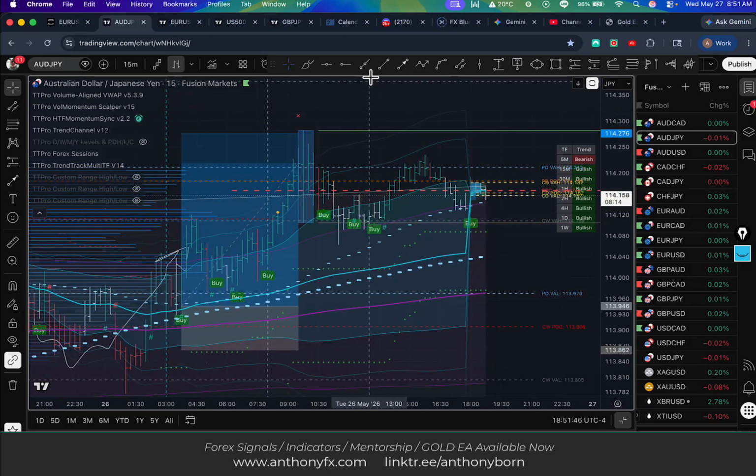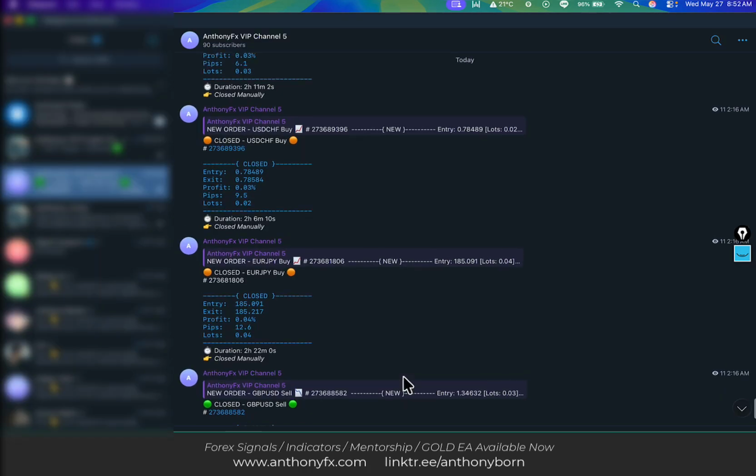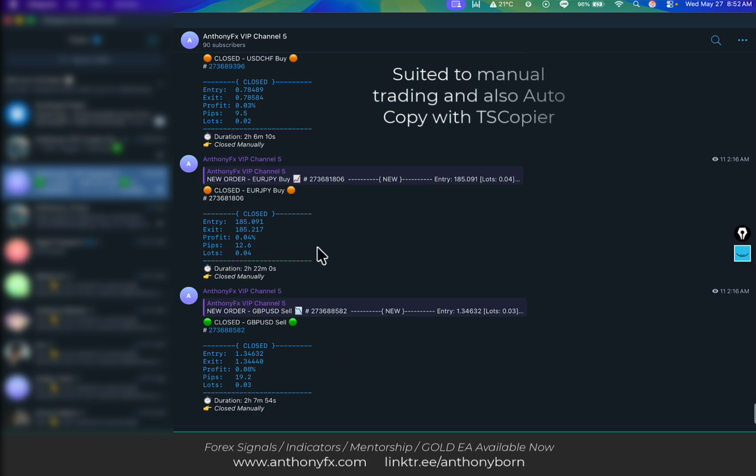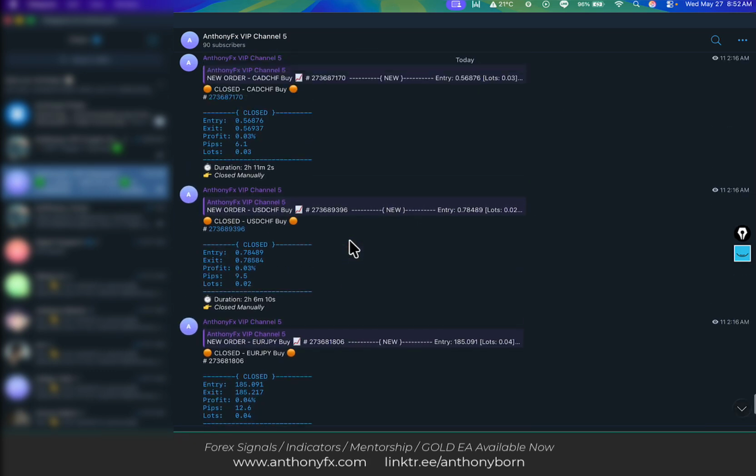All right, guys, so that was yesterday's trade ideas in Discord. I had a whole bunch of them going to Telegram. I had quite a few yesterday. I was pretty busy with this. The thing with these signals, these are okay for automatic copying, like TS Copier or my trade copy. You can take these manually if you like. They worked out really well last night.